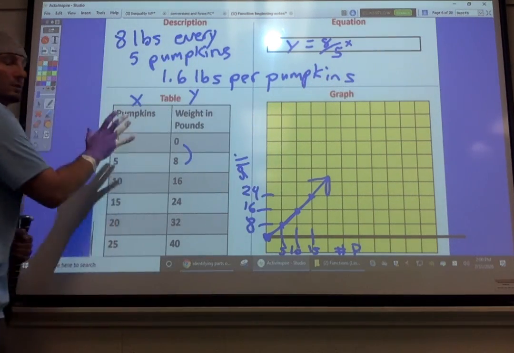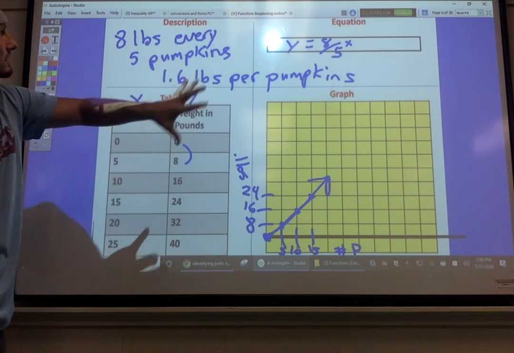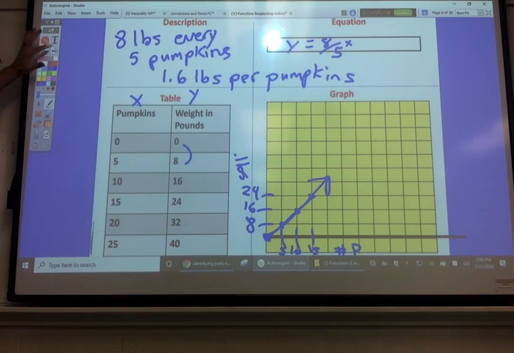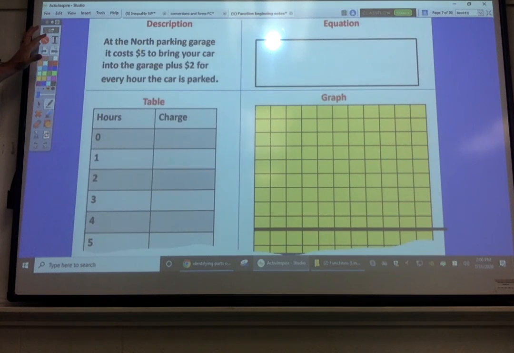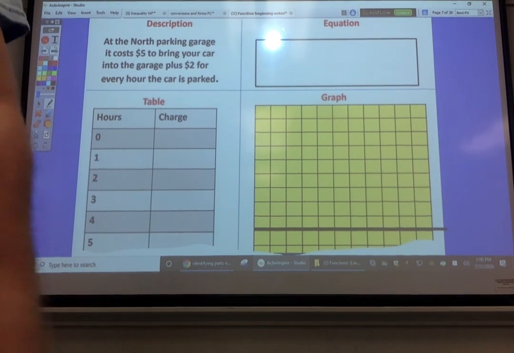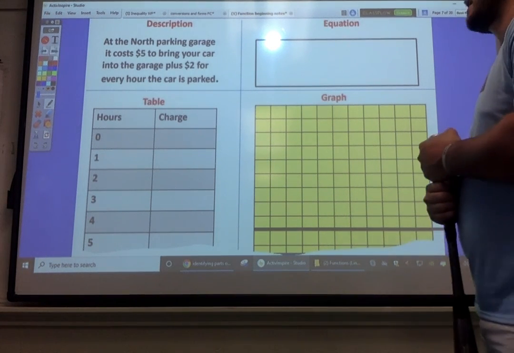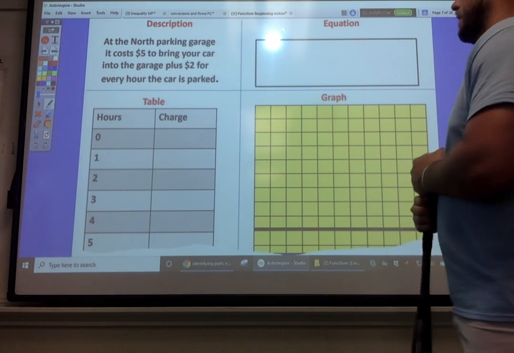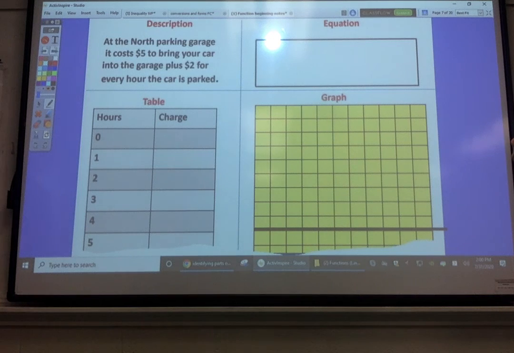So from this one little table, we should be able to create all this information and understand it. That's the goal. And our last example is a parking garage. At the North Parking Garage, it costs $5 to bring your car into the garage, plus $2 for every hour the car is parked, right?